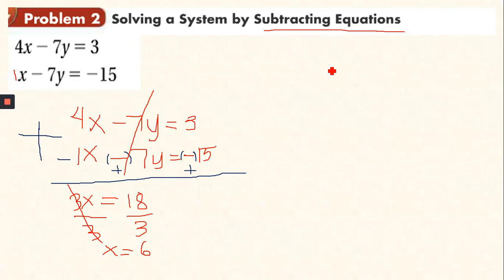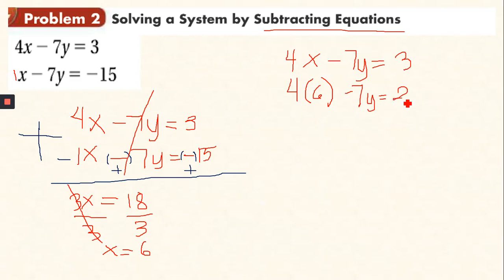You now have your x. This time, we're going to find the value of y. You can use either equation 1 or equation 2. This time, we're going to use equation 1. So 4 times your x, which is 6, minus 7y equals 3. 4 times 6, that is equal to 24, minus 7y equals 3.